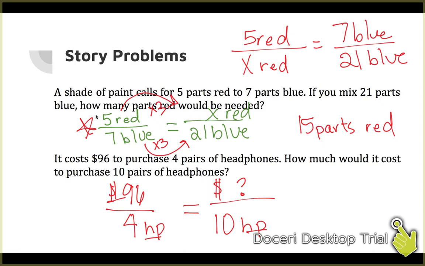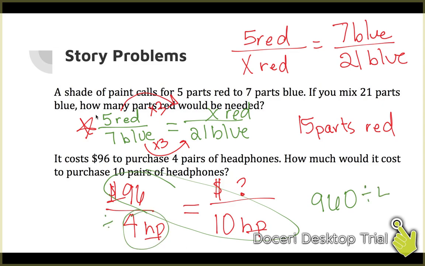So this one, I cannot use jump across, so I have to use cross multiplication. So to do that, I would multiply 96 times 10 and get 960, and I divide by what's left, divided by 4. 960 divided by 4 gives us an answer of $240. And that is how you use proportions to solve real life problems.